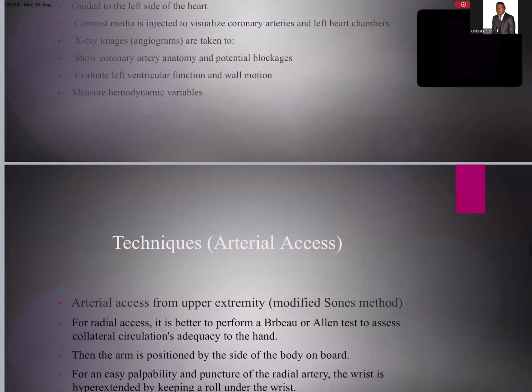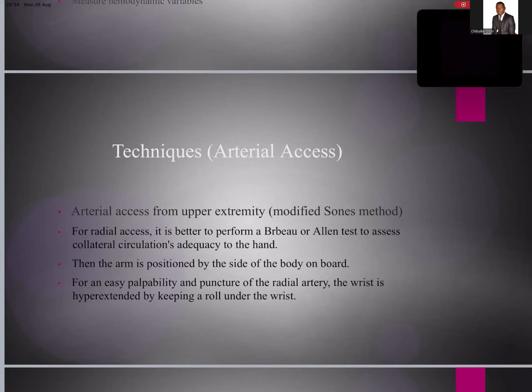Then for the techniques for arterial access, the arterial access from the upper limb, the radial access, there's one that is called the modified Seldinger method, usually preferred. And for the radial access, it's better to perform a Barbeau or Allen test to assess collateral circulation adequacy to the hand. So you wouldn't want to start a radial access without doing this, so that you have to be sure of the collateral circulation.